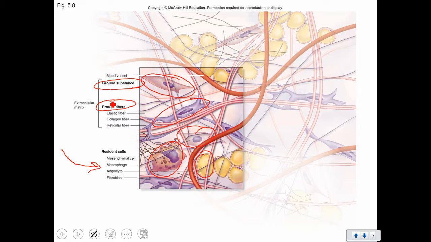Okay, I'm going to tell you about collagen fibers. Collagen fibers are tough, durable, and resilient. So if a tissue is loaded with collagen fibers, what's that tissue going to be like? Tough, durable, and resilient. Reticular fibers. Reticular fibers are like supportive structures.